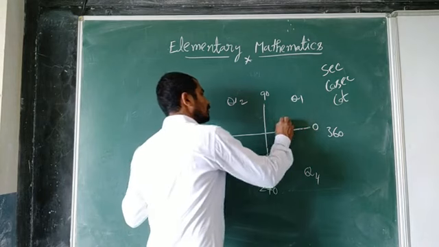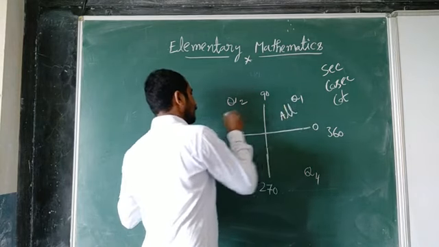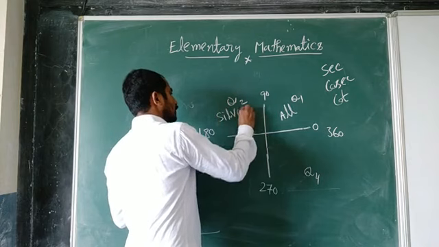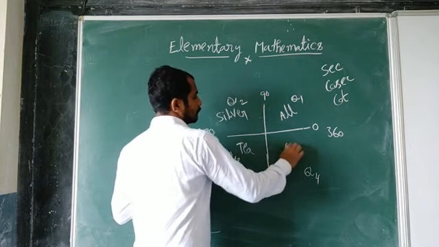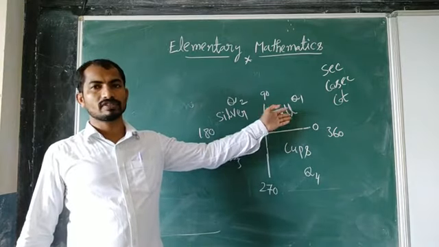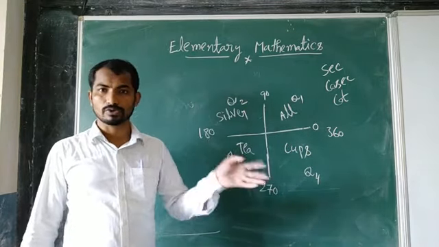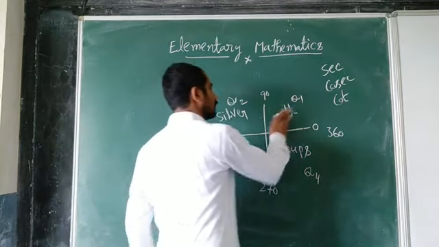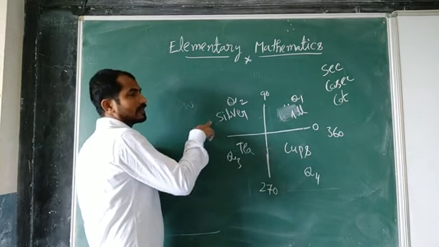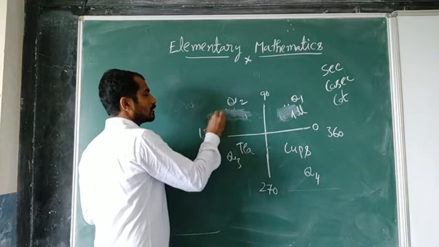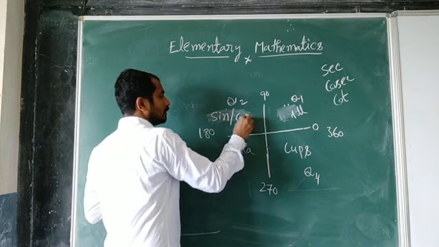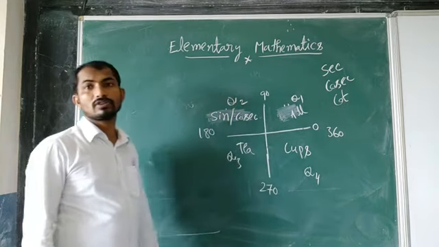For that, you can remember this: All Silver Teacups. Here, All means all six trigonometric functions are positive. In the first quadrant, all are positive. The second quadrant starts with S, that means sine and its reciprocal cosec. Both of these are positive.